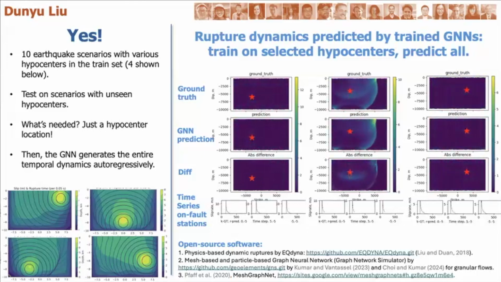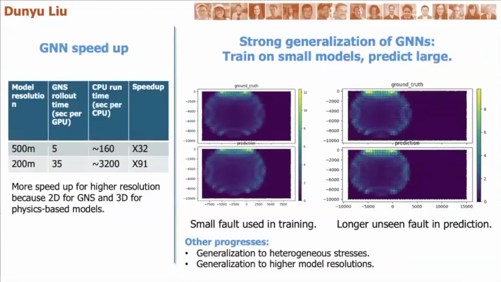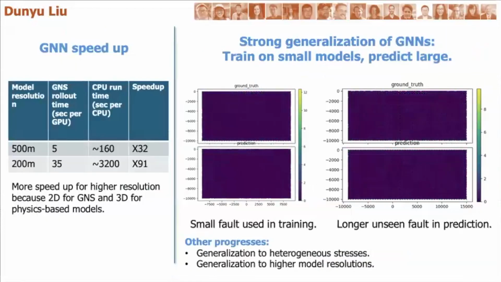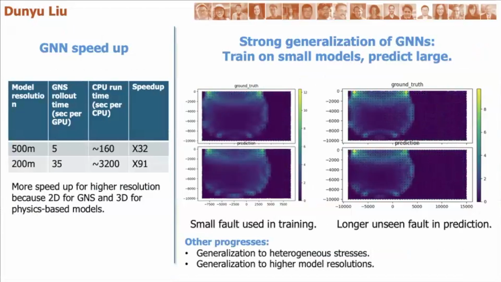We use all open source software. Ecodyna is the physics-based model we have been developing, and the GNN is developed by a UT civil engineering team, and we build on top of that. So basically the GNN can learn and predict the ruptures from unseen epicenter locations. But we have more on the next slide. There are 2 advantages, I'd say, with the GNN. One is the speed up.